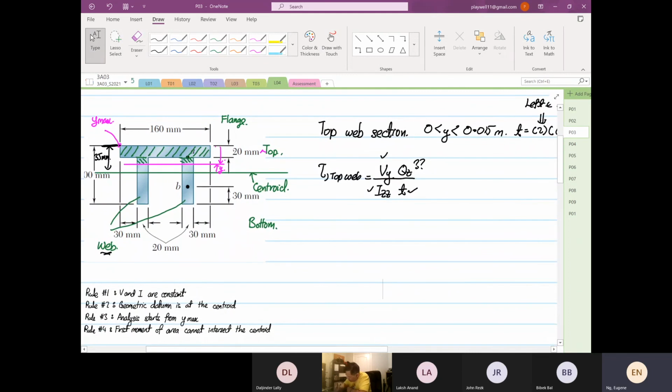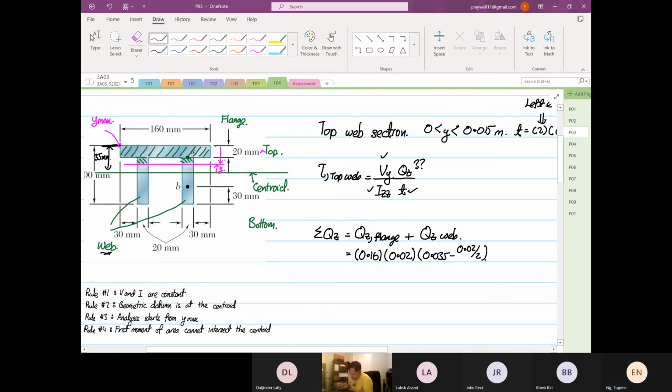So we are going to look at Qz, or summation of Qz. This is equal to Qz of the flange plus Qz of the web. So this will be equal to the width, which is 0.16, the depth is equal to 0.02, and then the y bar is equal to 0.035 minus 0.02 divided by 2. So 0.02 divided by 2, 0.035.